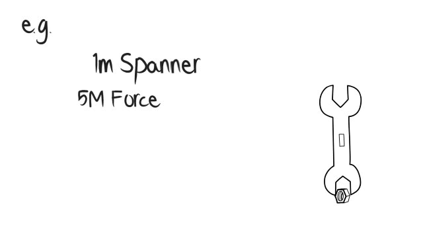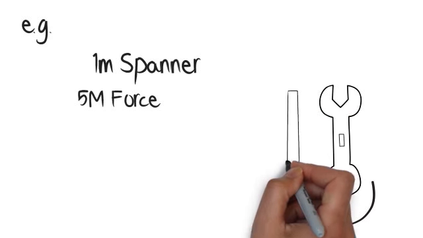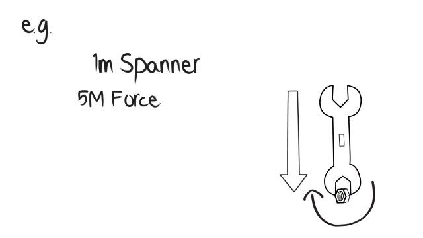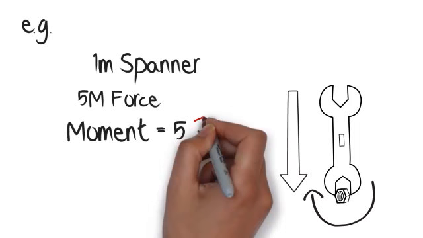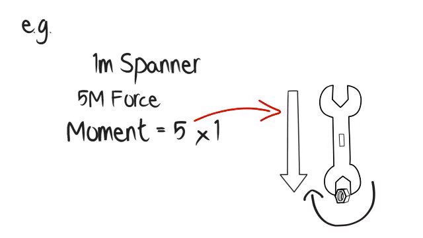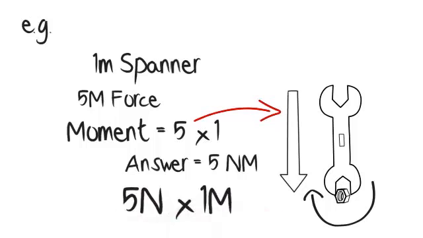If we look here, we have our pivot, and we have our spanner, and we have the force acting down at a distance of 1 meter from the pivot. So if we try and work out what the moment is, we would take force, which is 5 meters, which is acting down, times the distance, which is 1 meter. So again, force, 5 meters acting down, and the distance of 1 meter. As we're acting down this way, it would be a clockwise moment. The answer for this would then be 5 Newton meters. As we've seen, 5 newtons times 1 meter, 5 meter newtons.